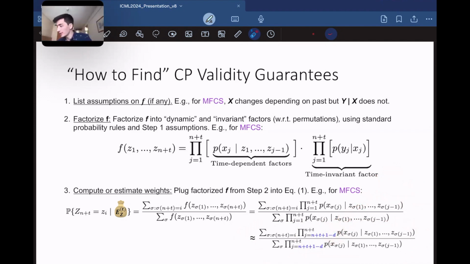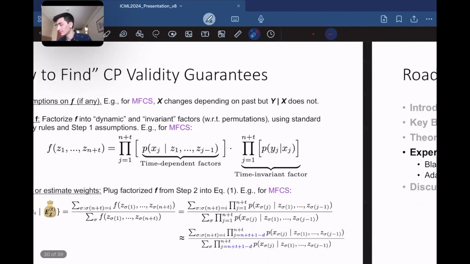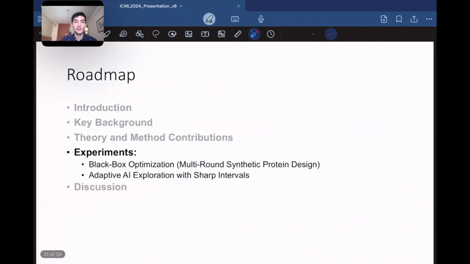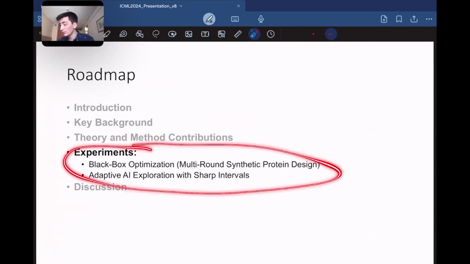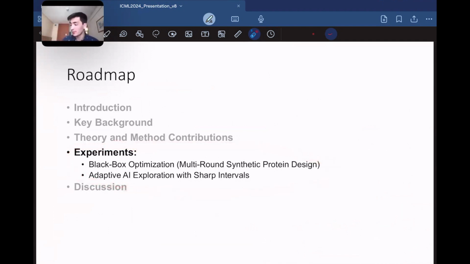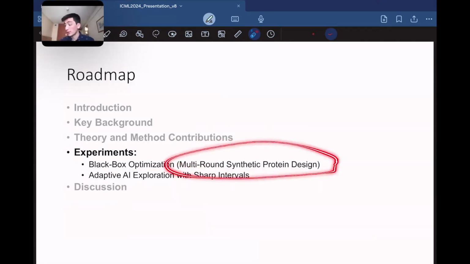And so hopefully readers of our paper can have other creative uses for this procedure. We welcome your building on this work. But now moving on to our specific experiments, we look at instances of machine learning agents such as black box optimization and active learning, and some extensions of active learning for this adaptive exploration. And so specifically, our black box optimization will be a multi-round synthetic protein design.